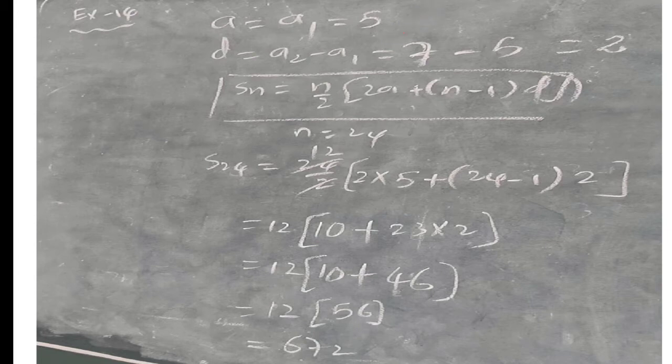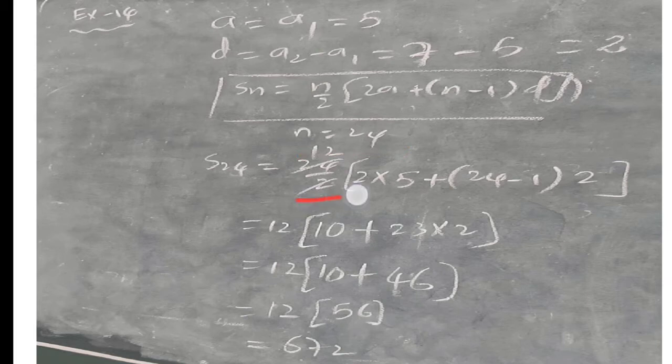Next let's find the common difference. The common difference formula is a2 minus a1. A2 value 7 minus 5 equals 2. So we got a and d values. Let's find S24. So n by 2 of 2a plus n minus 1 into d. Substitute n equals 24.